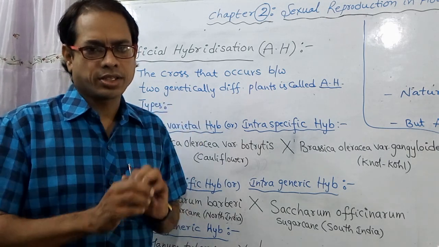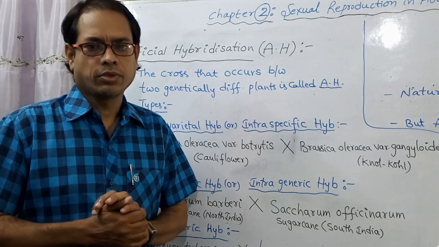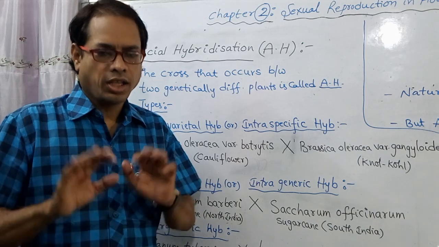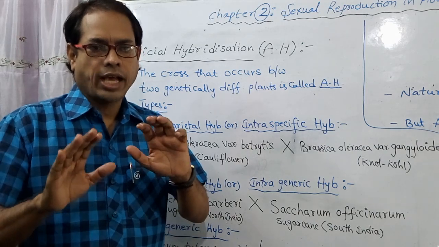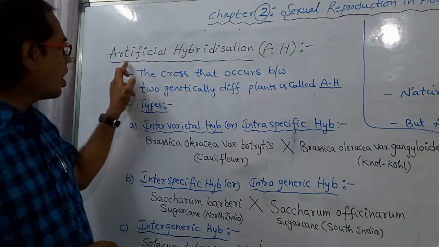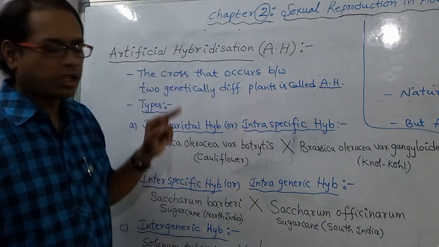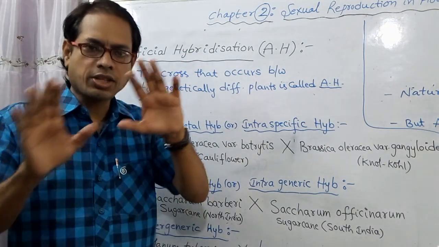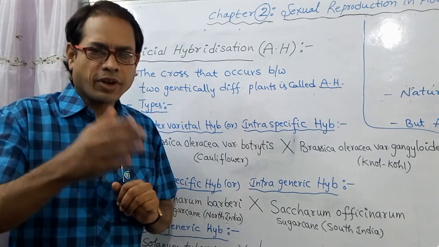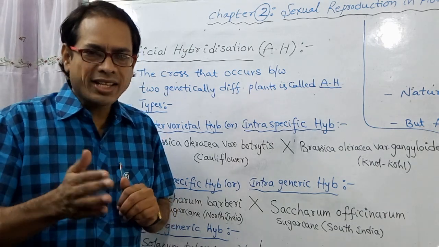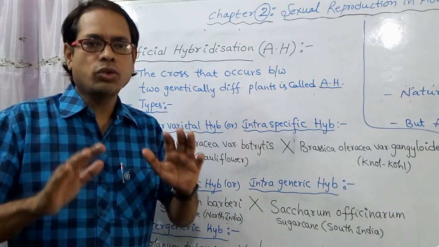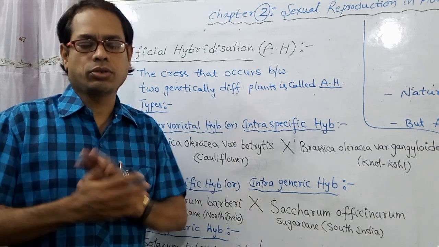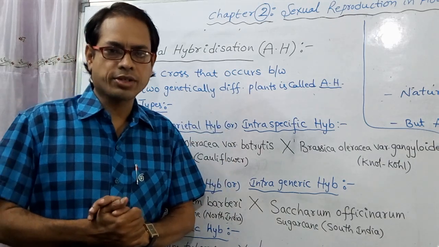In the previous class, I discussed pollen pistil interaction. Today, in this class, I would like to explain about artificial hybridization. What is artificial hybridization? What are the different types of hybridization? What is the purpose of hybridization? How can this artificial hybridization be done? These points we have to study. Okay, my dear students, let's start.